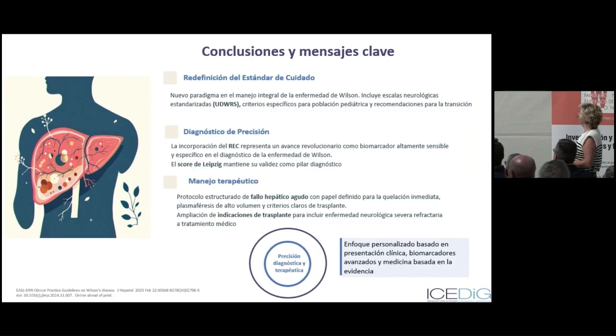These are the conclusions. It's very important to redefine the standard of care, how we are going to manage our patients in a comprehensive way, looking at the neurological manifestations in a standardized manner, with specific criteria for this pediatric population and recommendations for transition. We have an enhanced precision diagnosis with incorporation of the REC that will help us to diagnose, monitor, and also to screen within families. The Leipzig score remains valid also.